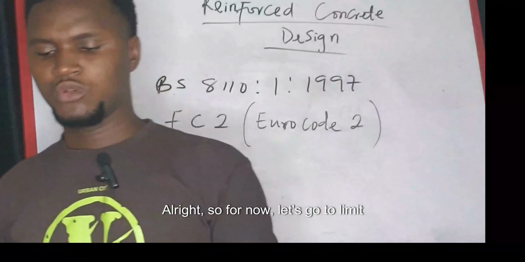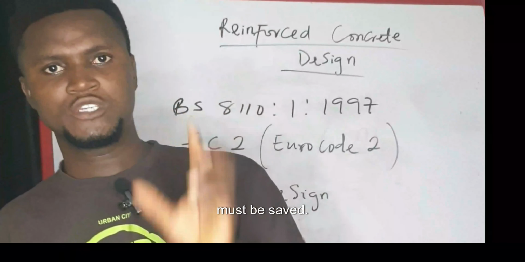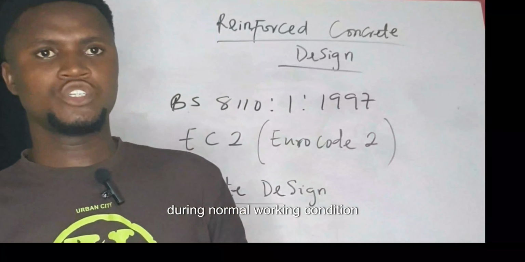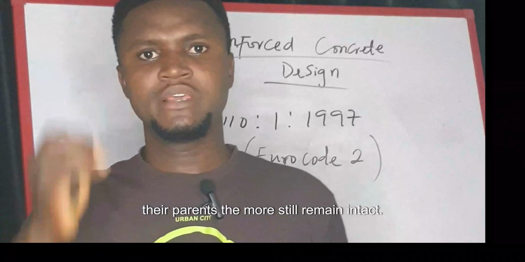Now, what do you understand by the word members? We have members, let's say your slab, your beam, your column, your foundation, your staircase. If possible, a wall can also be a member depending on what you're designing for. Are we there? Alright, so basically those are things we're going to be looking at. Under the worst loading conditions, no matter how the loading can be, as far as you have designed it, your building must still be safe. The lives of people occupying that building must be saved. During normal working conditions, your members must not detract from their appearance. They must still remain intact.